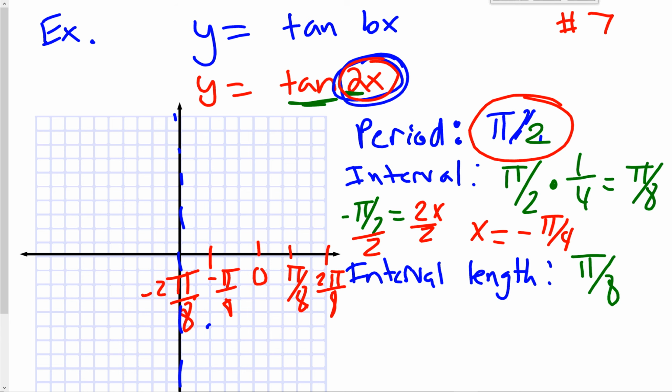-1, 0, +1, and then undefined. And it kind of looks like a cubic. So it goes that way, and goes up that way. It looks like a cubic, and that repeats itself every pi length, or in this case, every pi halves length.